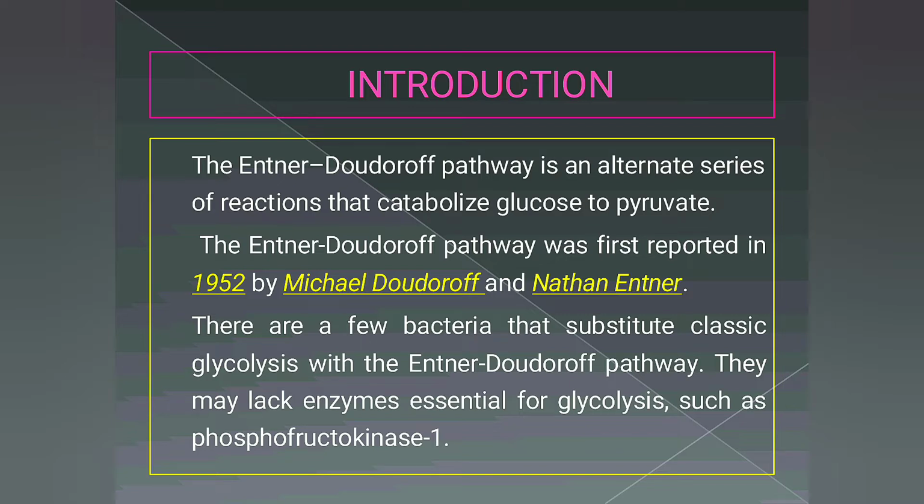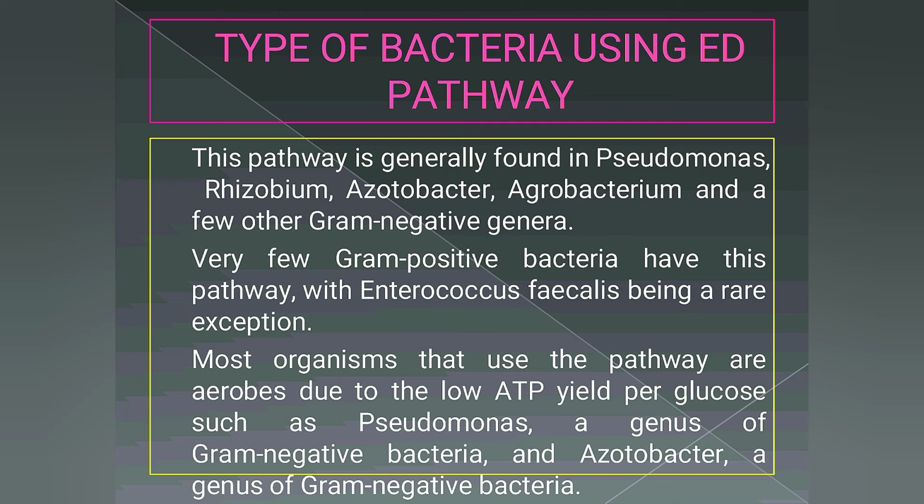They may lack enzymes essential for glycolysis, such as phosphofructokinase 1. Types of bacteria using the ED pathway: this pathway is generally found in Pseudomonas, Rhizobium, Acetobacter, Agrobacterium and a few other gram-negative genera. Very few gram-positive bacteria have this pathway, with Enterococcus faecalis being a rare exception. Most organisms that use the pathway are aerobes due to the low ATP yield per glucose, such as Pseudomonas.